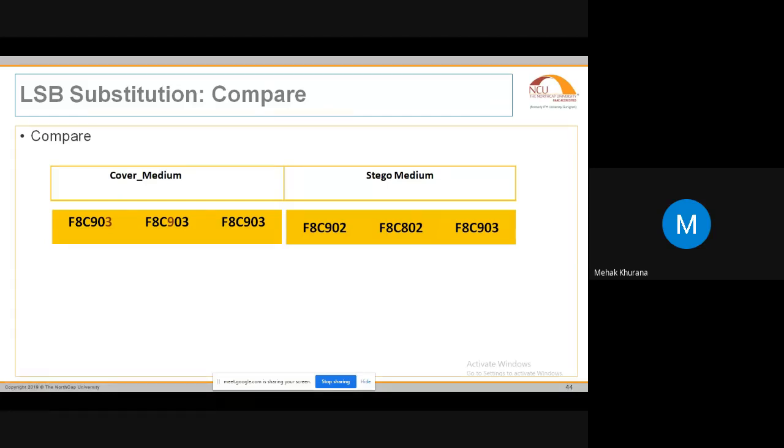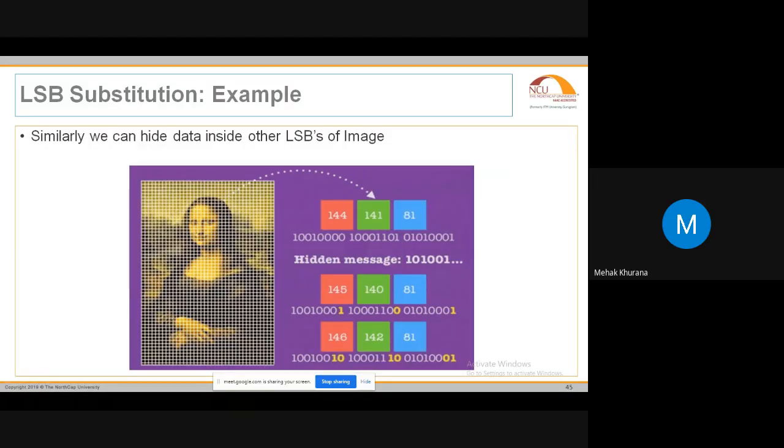Next, please. This was the actual image from which I've taken the intensity. This is the image where I divided the whole image into pixels, selected 3 pixels from it, converted them into other values, and hid the message A inside that image. So this was the LSB substitution. Can anybody tell me why only LSB, why not MSB?